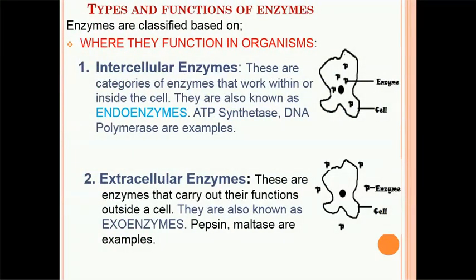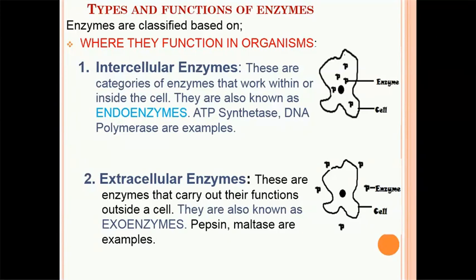Enzymes are classified based on 1. Where they function in organisms. 2. The reactions that they take part in. And so we are going to start by looking at enzymes classified based on where they function in organisms. Number 1 type here is called intercellular enzymes. These are categories of enzymes that work within or inside the cell. They are also known as endoenzymes.